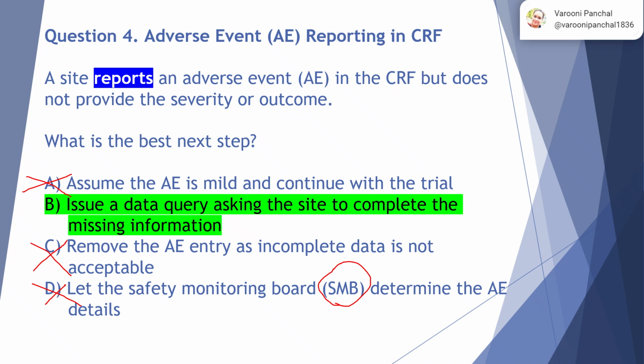So the correct answer is B. Issue a data query asking the site to complete the missing information. So even though the adverse event is present, whatever is missing, the severity, outcome, action taken, start date, end date, or flags, you need to raise such data queries to the site and ensure that you get the complete information from them.